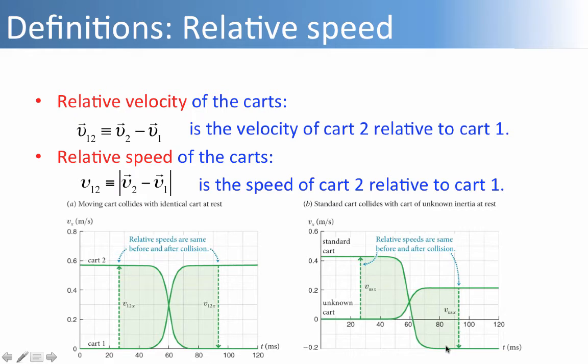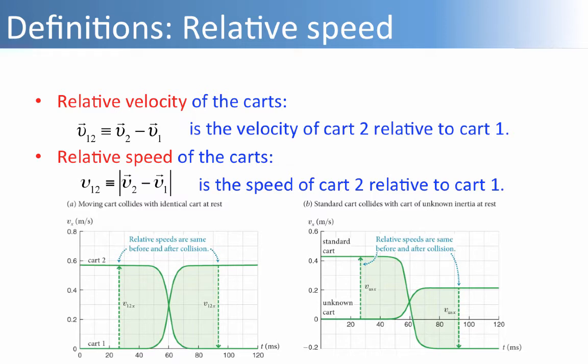Later, after the collision, the velocities are minus 0.2 and 0.2, so the difference between the velocity of the unknown and the velocity of the standard is 0.2 minus minus 0.2, which gives us plus 0.4. So the relative velocities actually change in sign before and after the interaction, but the relative speed is the same. We got about 0.4 before and about 0.4 after. The absolute value of that gives us a positive 0.4 in both cases.